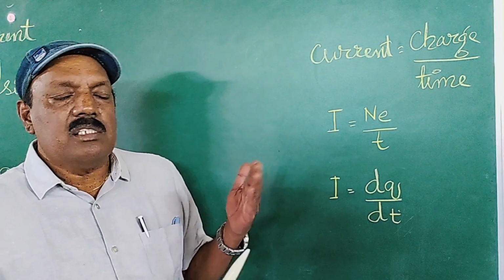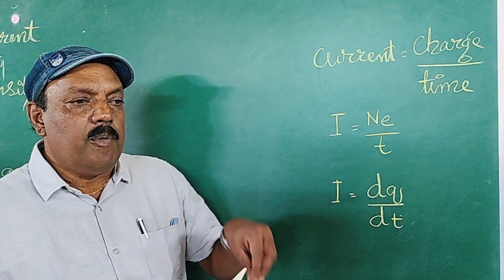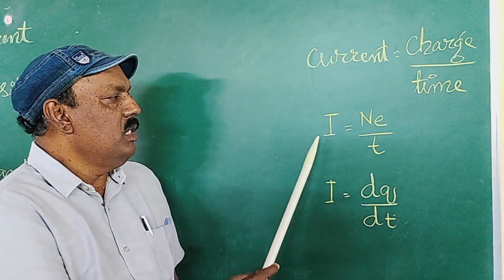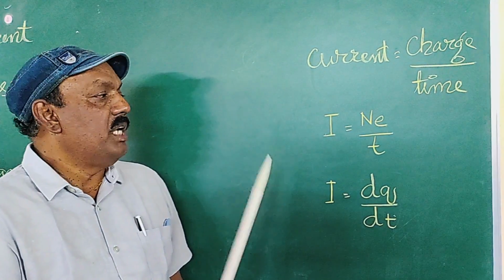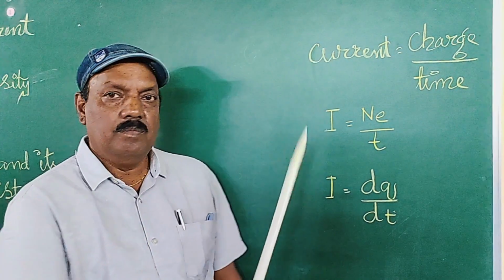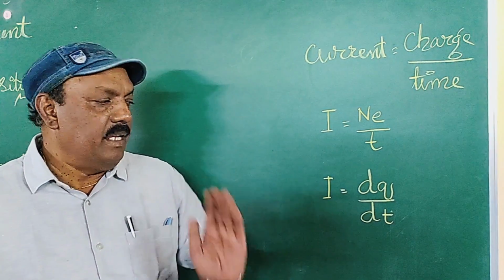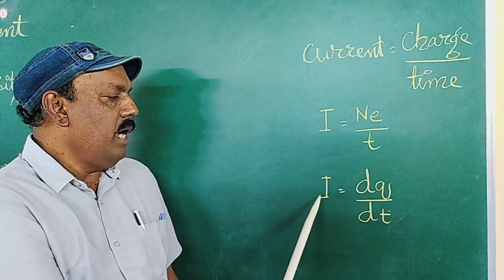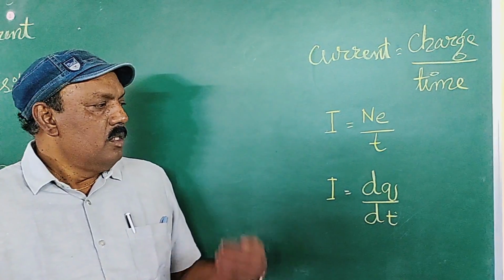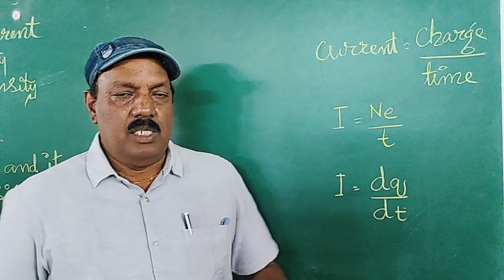Now, two cases we can see here. The first is if the electric flow is in a steady manner, this is the formula to calculate the steady current: I is equal to NE by T. If the electric current is non-steady, then I is equal to delta Q by delta T. So these are the two types of movements we can see in electric current.